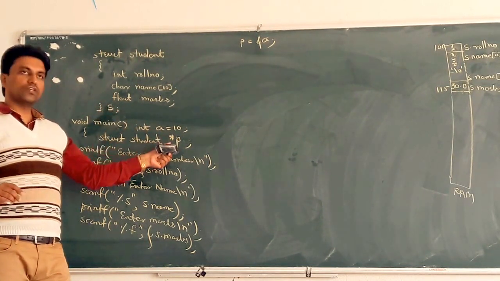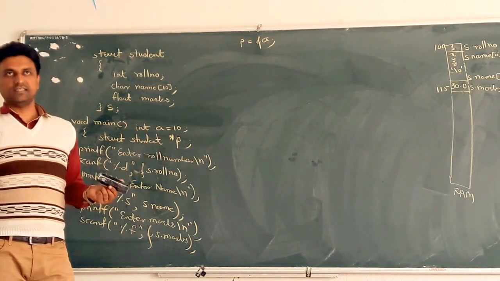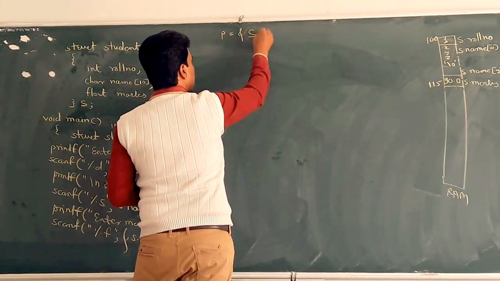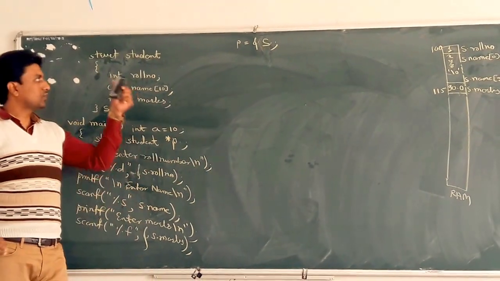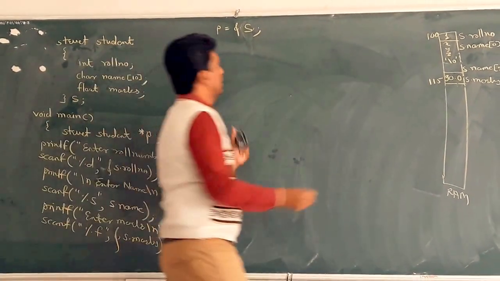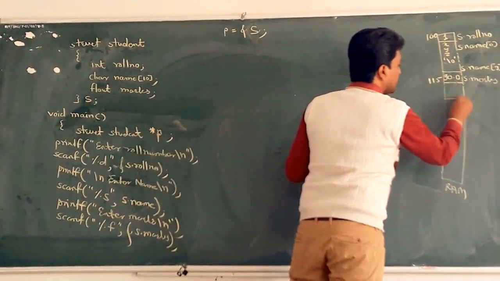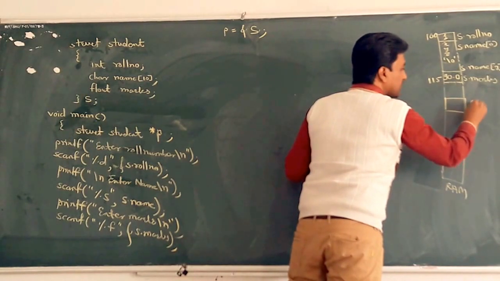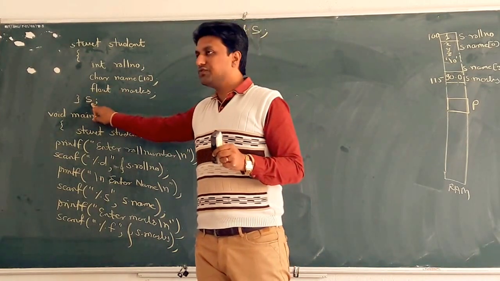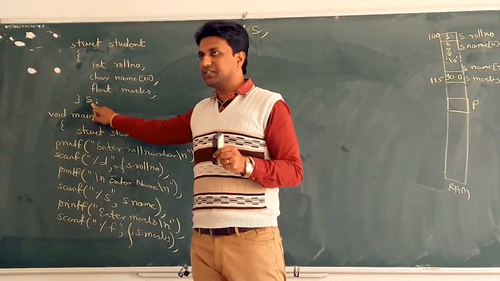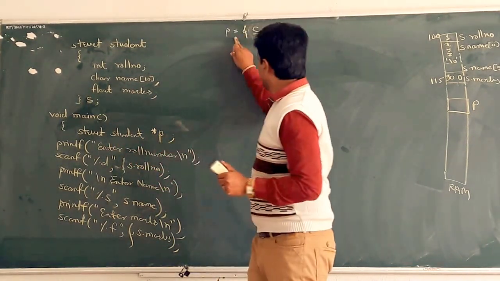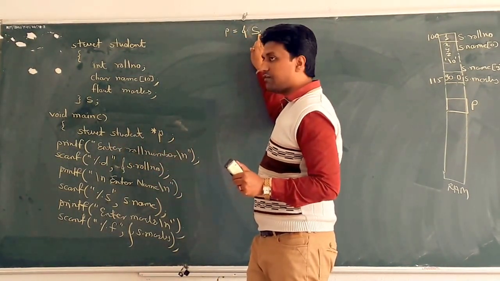The address of S we can store into p. Is it possible? Yes, it is possible. That means we can store the address of S into p. What happens? P is a pointer type variable, so on which type of memory? Stack memory. S is on which memory partition? Global partition. And P is on the stack partition. And what does P store now? We can assign P is equal to address of S.